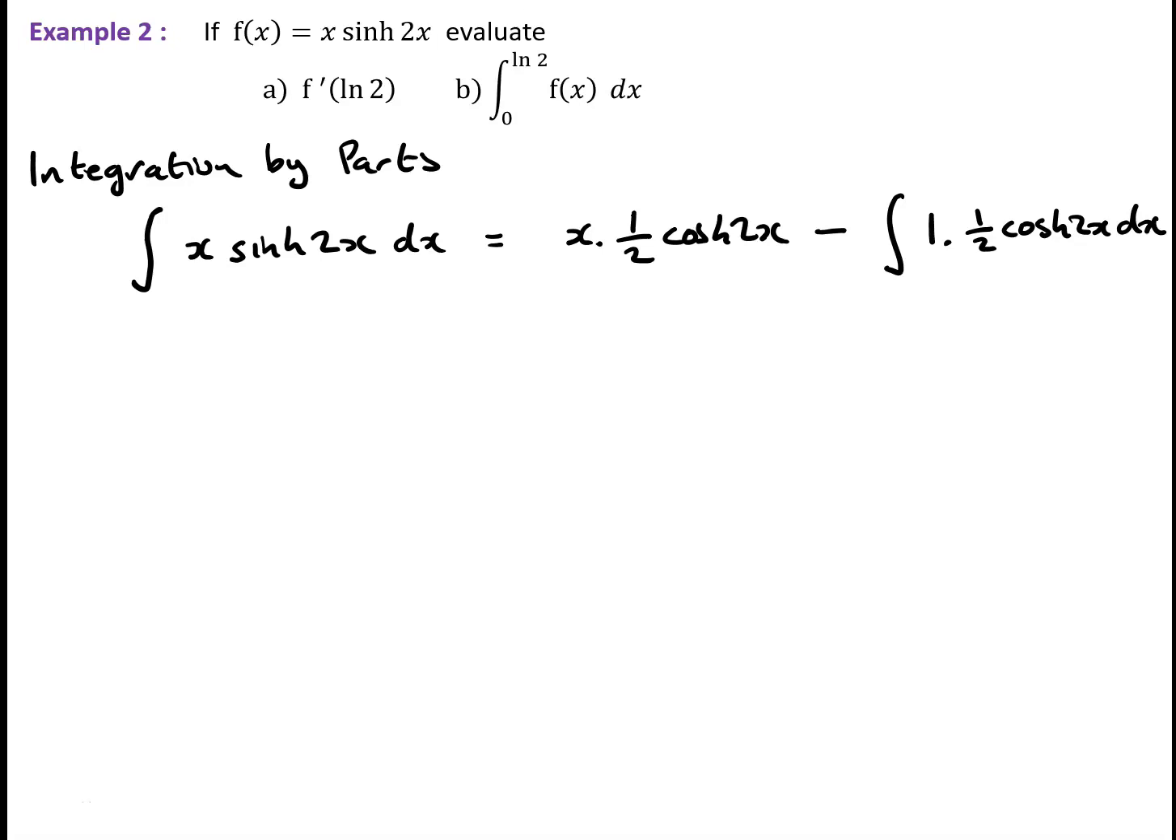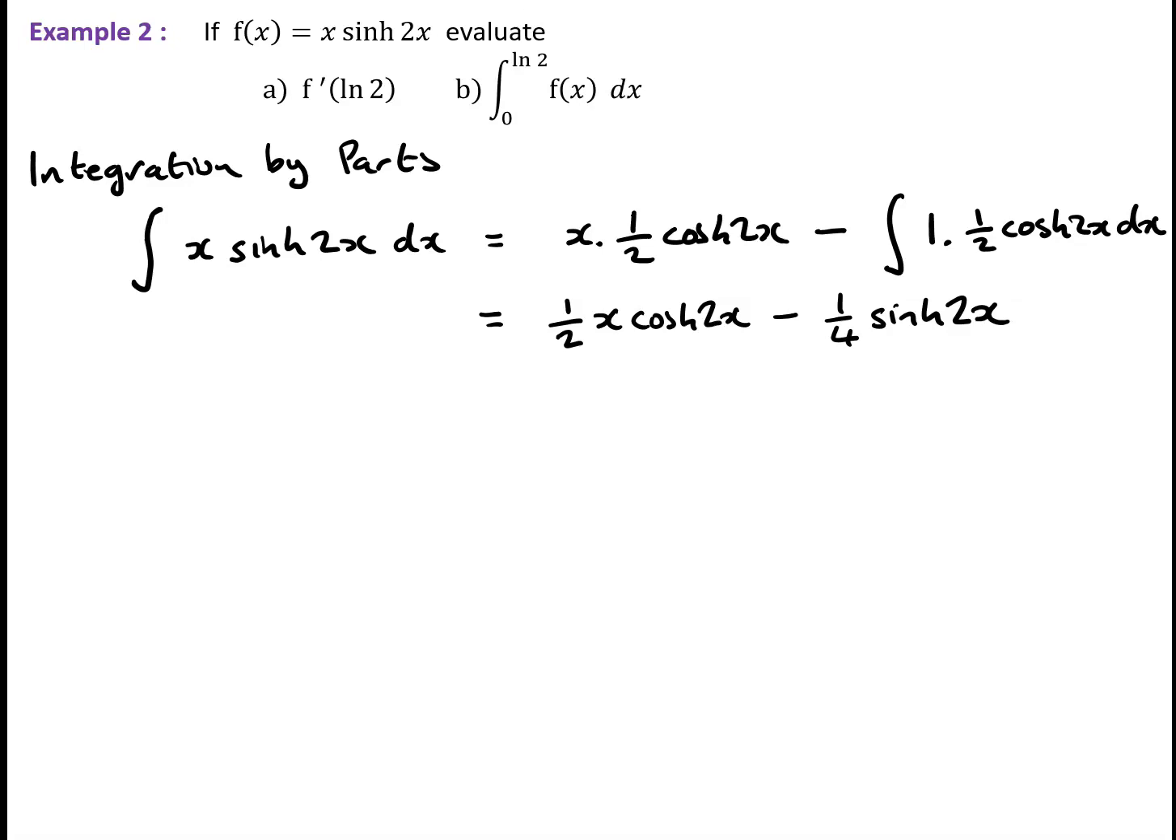So I've got to work out the integral of a half cos 2x, and the integral of a half cos 2x is a quarter sine 2x. So I'm ending up with my final integral being a half x cos 2x minus a quarter sine 2x. I'm not going to put the plus c in this case because I'm going to be doing a definite integral anyway. I want the value of the definite integral.